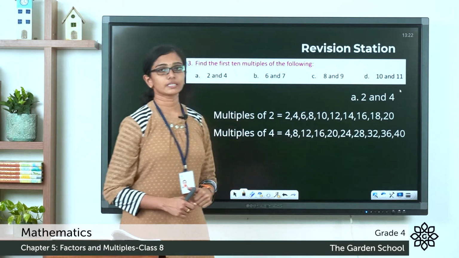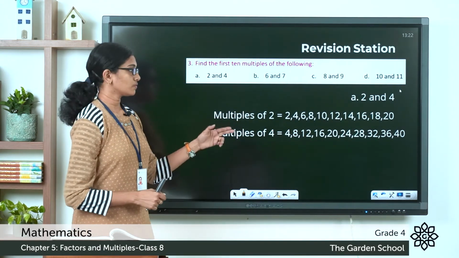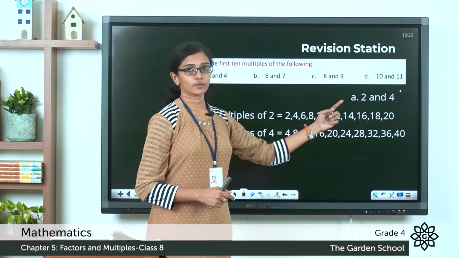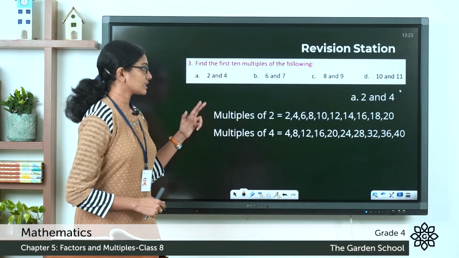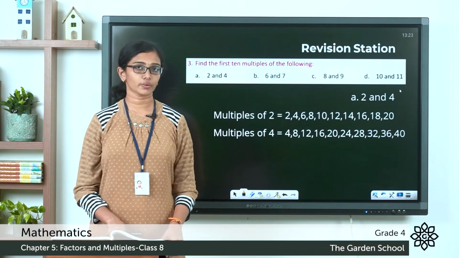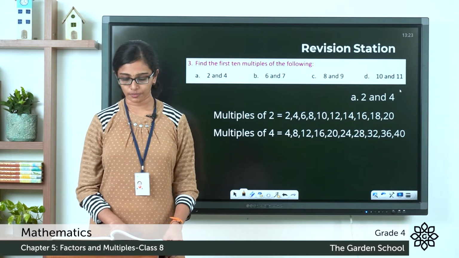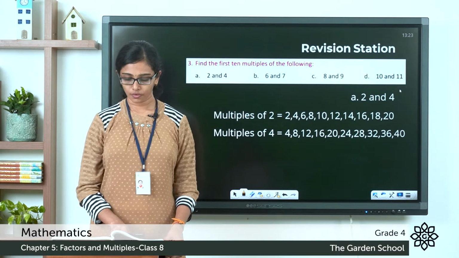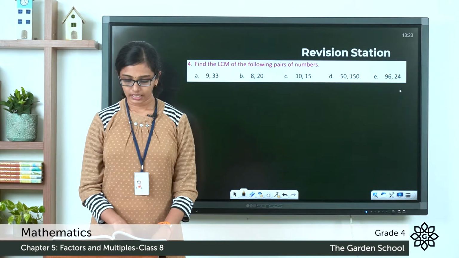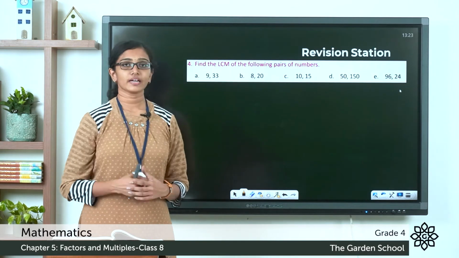So, here we have the multiples of 2 written, and the first 10 multiples of 4: 4, 8, 12, 16, and it goes on till 4 tens are 40. So these are the multiples of 2 and 4. Similarly, you have a few more questions in question number 3. Please do complete the questions in your notebook. Let's move on to question number 4. Find the LCM of the following pairs of numbers. And the first question is 8, 9 and 33. So how do we find the LCM?